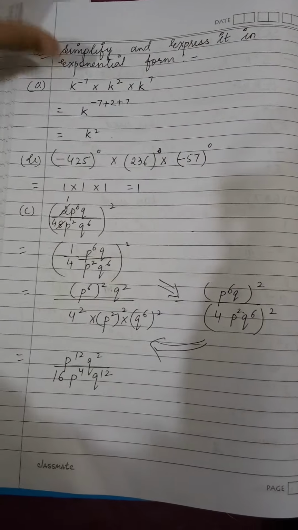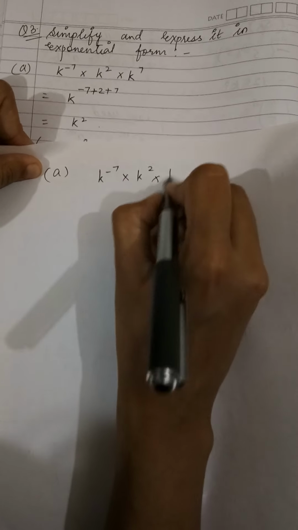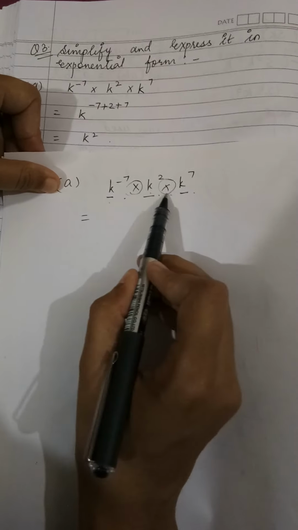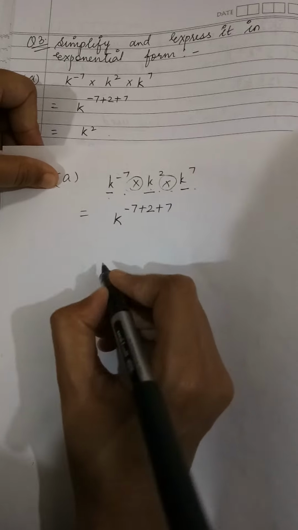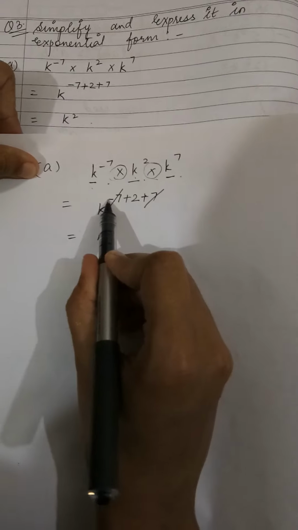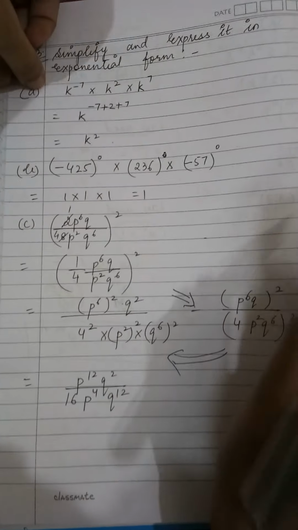The first part is k to the power minus 7 into k square into k to the power 7. Now in this question A part, all bases are same, everywhere k is there and the sign is of multiply. When base is same and we are multiplying, powers are going to add. So k to the power minus 7 plus 2 plus 7, this will become k to the power... Now minus 7 and 7 cancel, because plus 7 minus 7 is 0. What is left? Only 2. So the answer is k square, right? So this is your answer in the notebook.